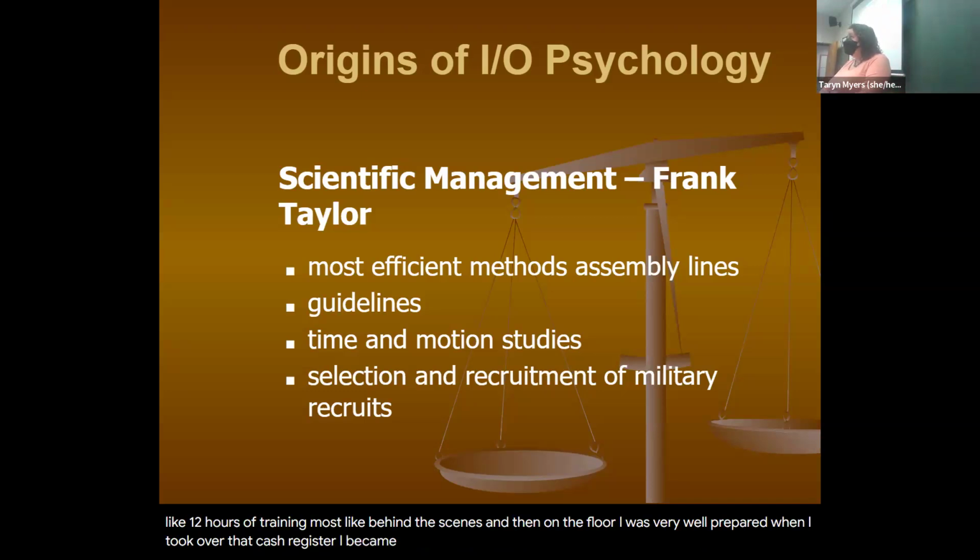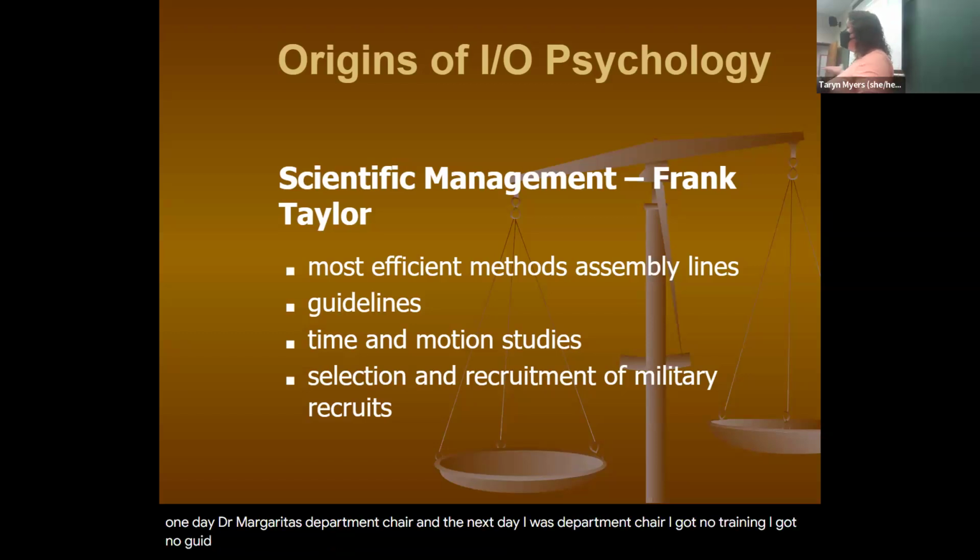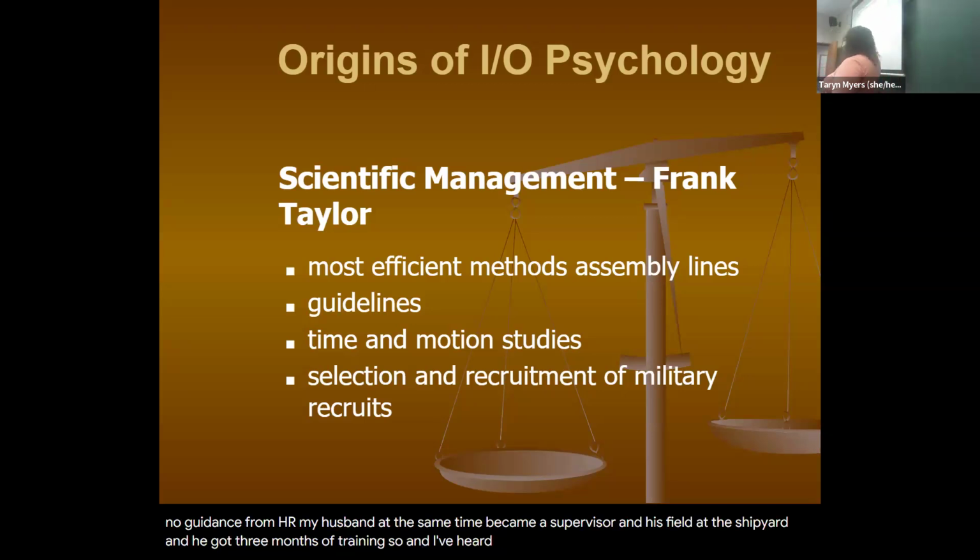I became department chair here for my first time in 2016, I believe. And just one day, Dr. Martorell was department chair, and the next day I was department chair. I got no training, I got no guidance from HR. My husband at the same time became a supervisor in his field at the shipyard, and he got 3 months of training. And I've heard horror stories of people starting at corporations and not getting any training on the software they use or their methods, right?